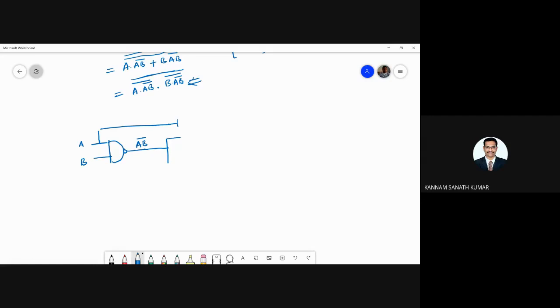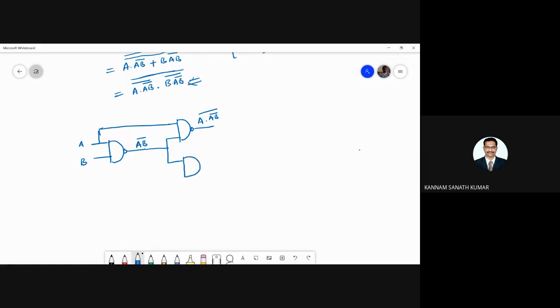Okay, it is given to a NAND gate. So what you will get? Here one more input is A. So A into AB bar, A into AB bar whole bar.